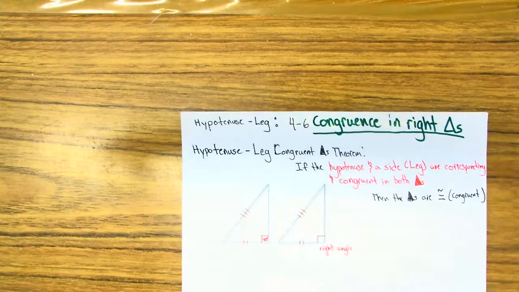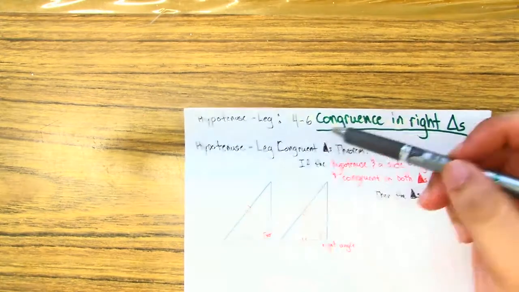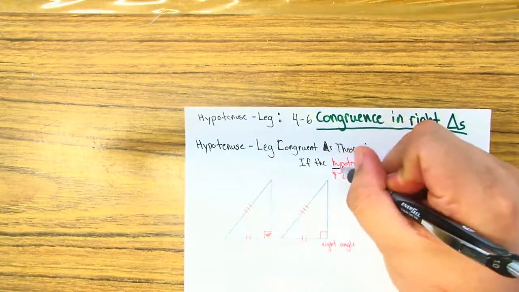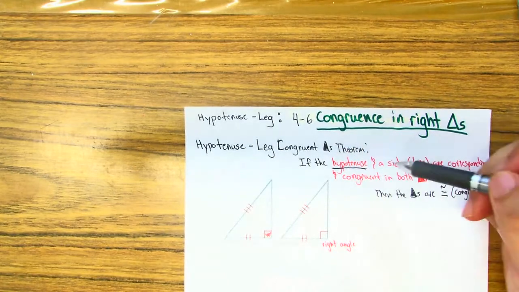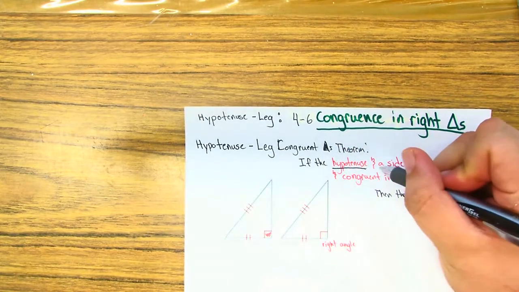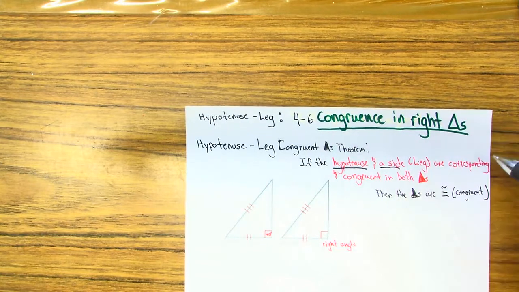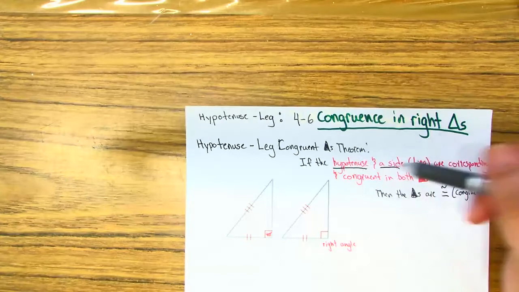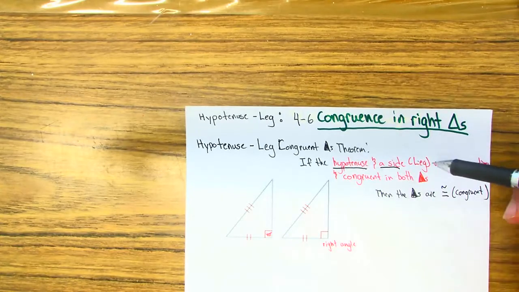The diagram as well. Okay, once again, the hypotenuse-leg congruent triangle theorem: you need two things to be congruent. You need the hypotenuse, and you need a side, also known as a leg, to be corresponding and congruent in both triangles. If the hypotenuse and a side, or leg, are corresponding and congruent in both triangles, then the triangles are congruent.